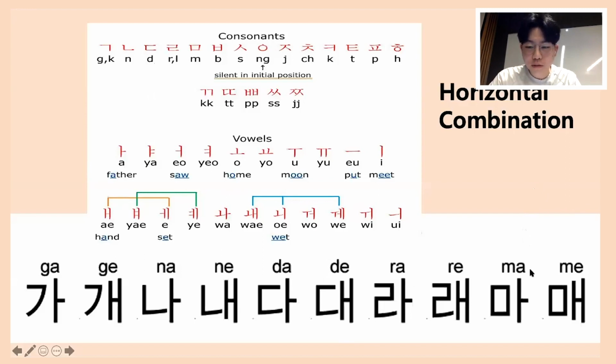Okay, so let's try this one. Ma and ah next to each other is ma. So the M sound and the A sound next to each other is ma. So like this, you can basically create any word or any sound that you can make with your mouth.